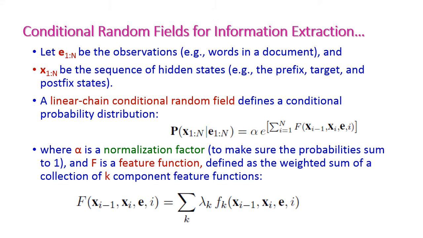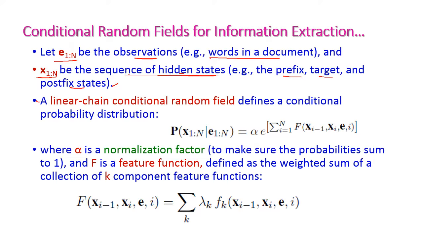So here E1 to n are observations that may be a Word document, and x1 to n is a sequence of hidden states. As we have already seen, E is a given text and x1 to n are hidden states. The hidden states, for example, may be prefix, target and postfix states. Those are hidden states.